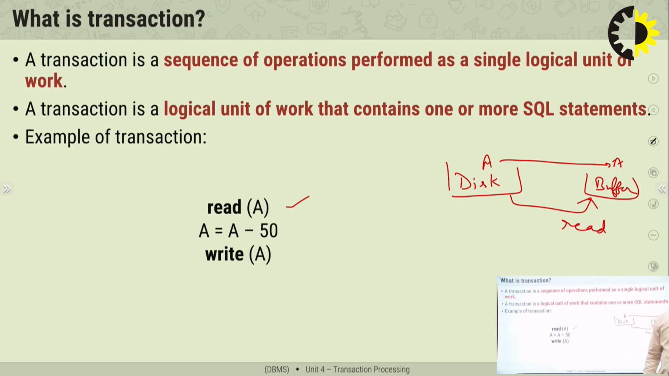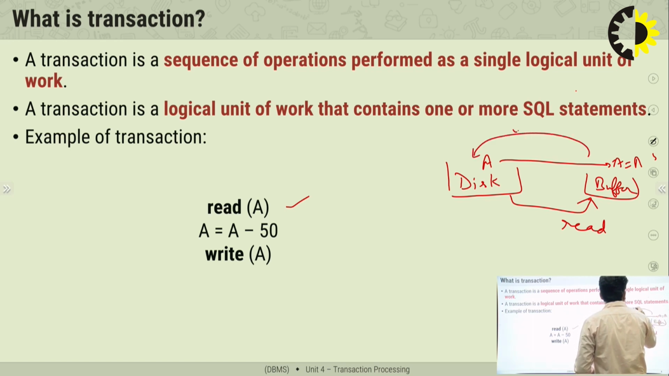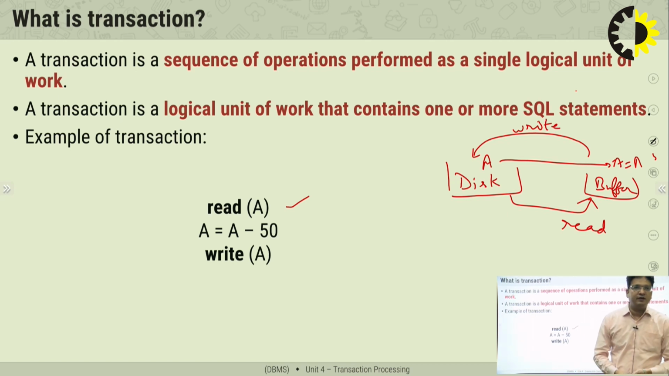Thereafter we will be performing a local write operation. We will be modifying the value of A not in the disk, but instead the value is being written here, that is being updated here, A minus 50. Then after performing the write operation, the value is being updated in the disk. After the value is updated, it has to be reflected in the disk. That is the function of the write operation. These two operations are very critical operations that are used in a transaction.